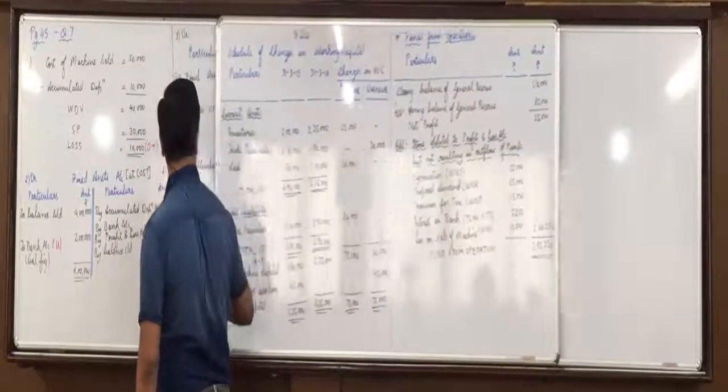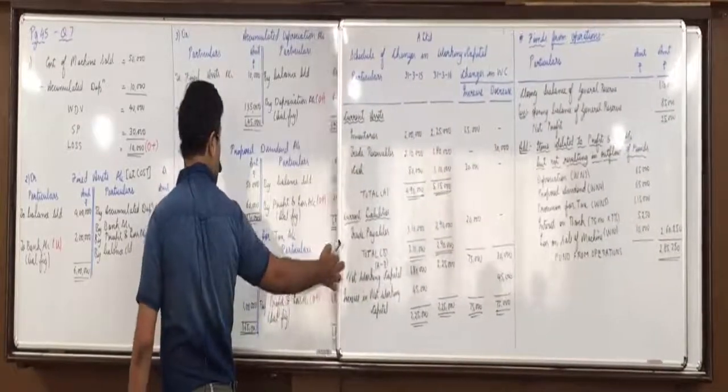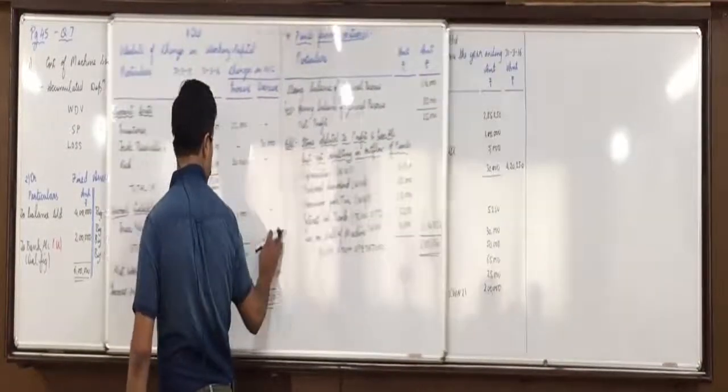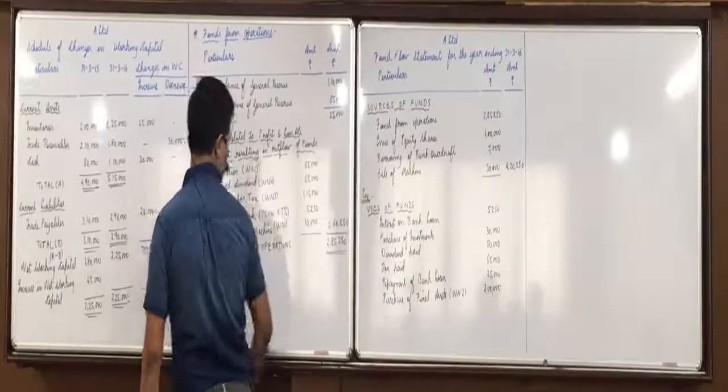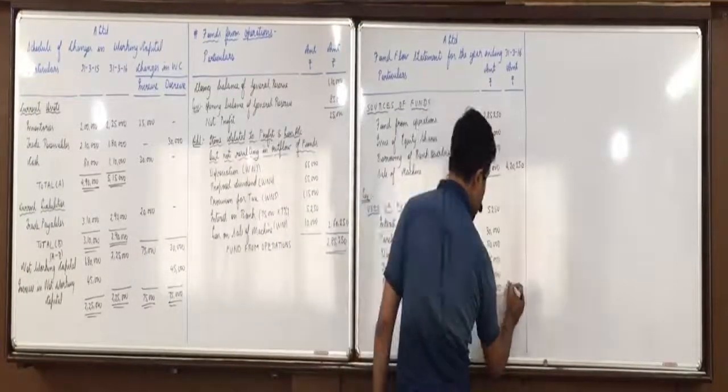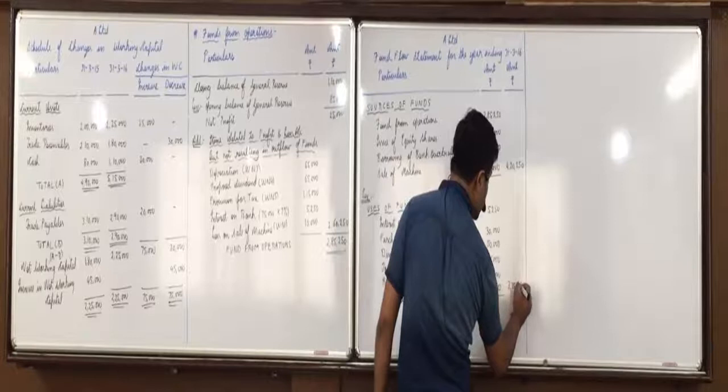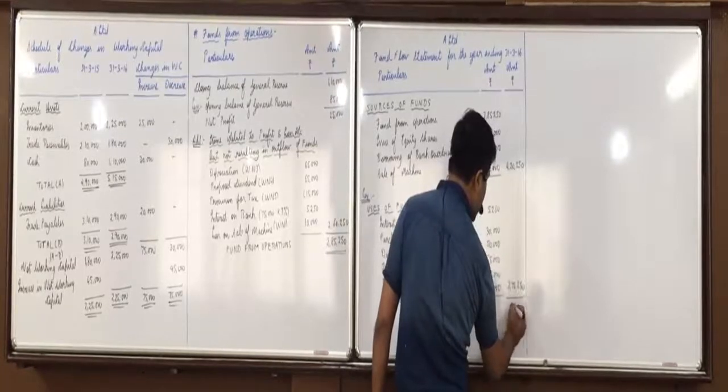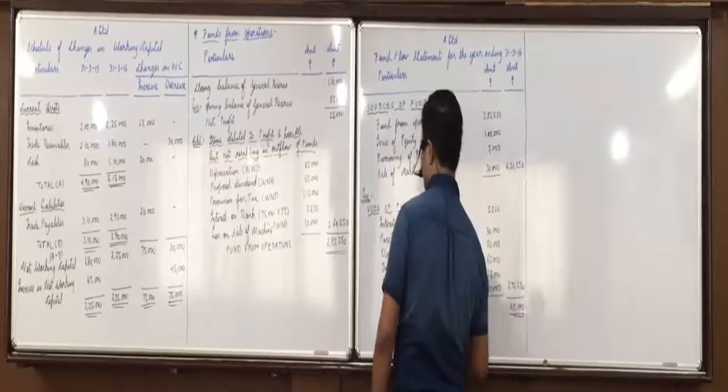Anywhere else in the workings we have marked as U? No. So all the items are taken into consideration. Now, total uses of fund 3,75,250. What is the difference amount? 45,000. Does it match with step 1?